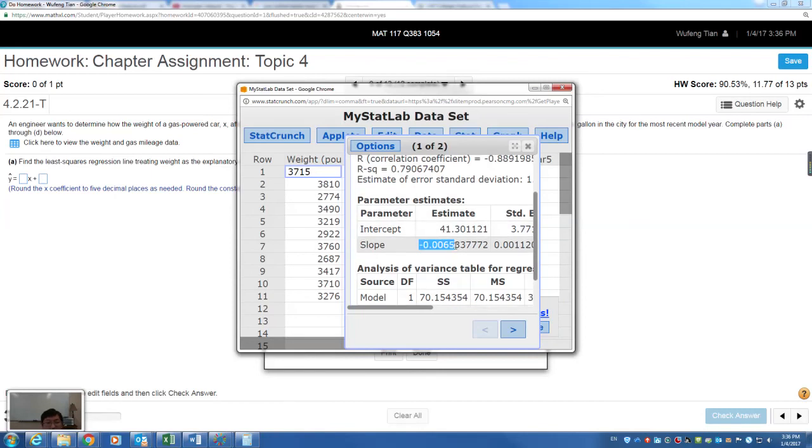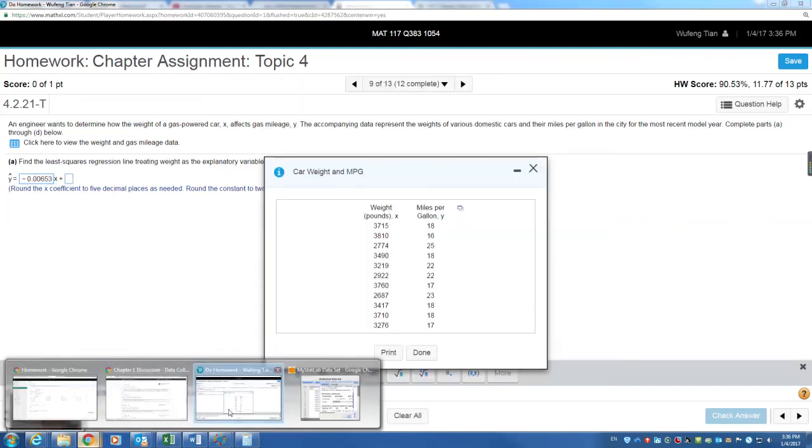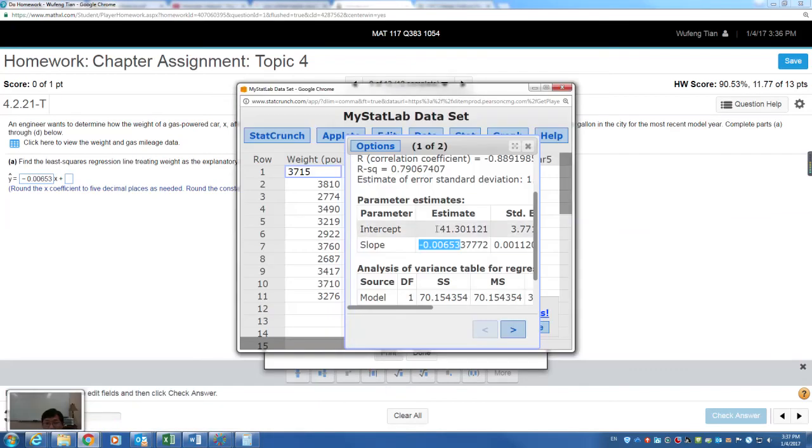How many decimals? 5 decimals. 0, 0. Okay. Then the constant for the slope, for the intercept. So it's 41.